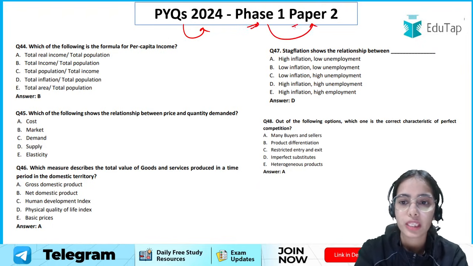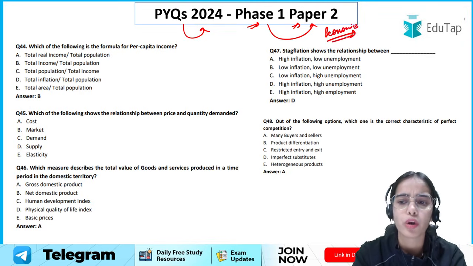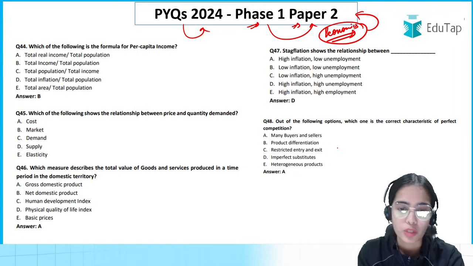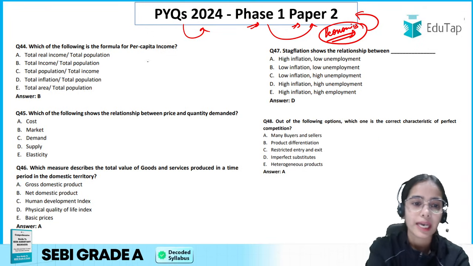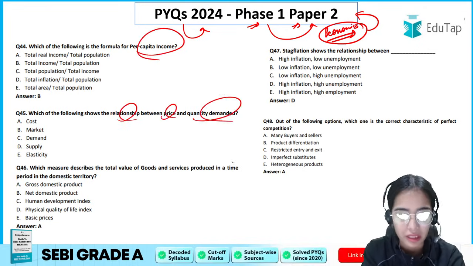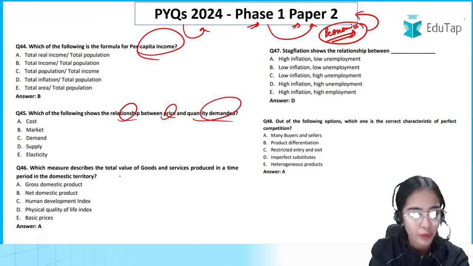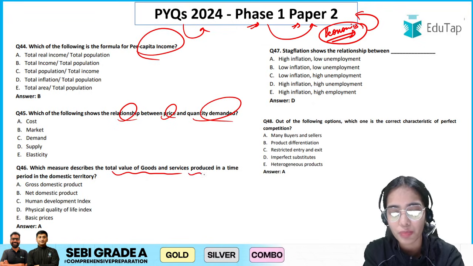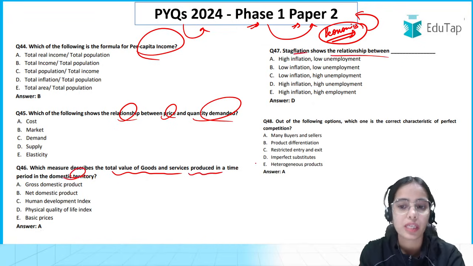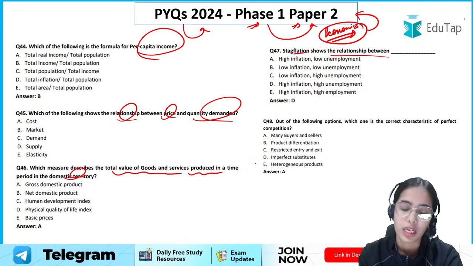So in the phase 1, in the paper 2, there is economics. Okay, so economics is a very important component for your phase 1 paper 2 as well as for phase 2 paper 2 also. Okay, so see the PYQs. Directly, formula for per capita income, relationship between price and quantity demanded. Okay, the production or total value of goods and services produced in the domestic territory. Stagflation shows the relationship between high inflation, high unemployment.